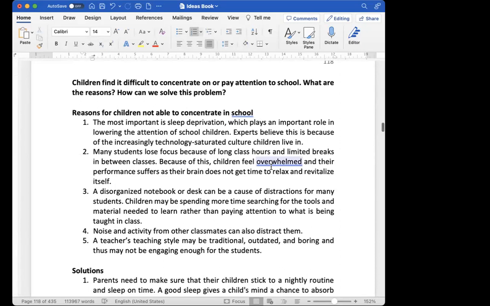children find it difficult to concentrate on or pay attention to school. What are the reasons? How can we solve this problem? So why children cannot concentrate? First point that I've written is sleep deprivation. You know, children are so busy on social media, they don't sleep enough now. They keep themselves busy chatting or watching something on the social media. And that is, they cannot concentrate because they have not had a proper sleep. So even not just children, even if we people don't sleep properly, the next day we cannot work with that zeal and vigor. Am I right?